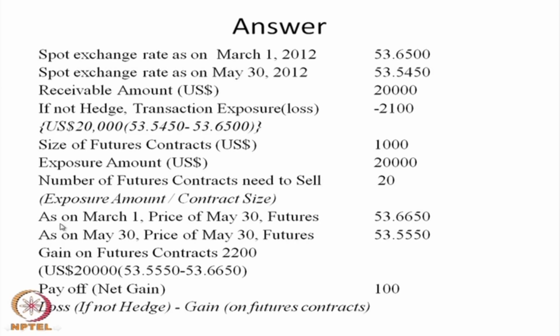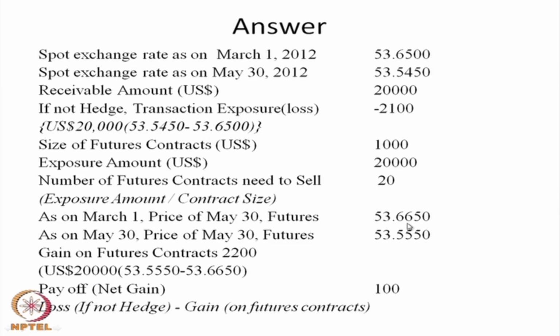But when will he purchase? Before the dollars arrive, during the month of March. In March, the May future price is 53.6650, so he purchases 20 contracts at 53.6650. When May actually arrives on the 30th of May, the future contract is trading at 53.550, but he already signed a contract with the exchange. So he will sell his dollars not at 53.550 but at 53.6650, getting a gain on the future contract.